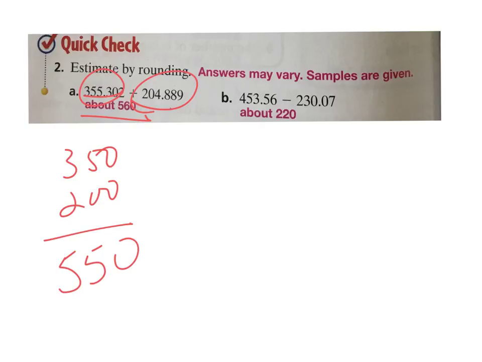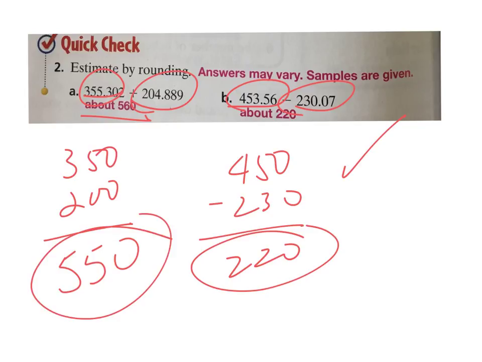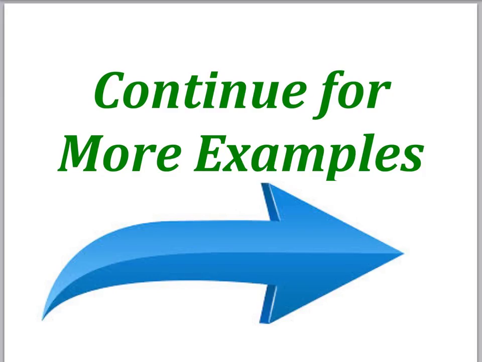Now subtracting, I like to pick numbers that are easier to subtract from each other. So I might say about 450 minus about 230. And that's about 220. I can do that one in my head too. So again, you might be slightly different from yours. You might be slightly more, slightly less. But the idea is you're in this general ballpark for these. Go ahead and continue for another example from me.